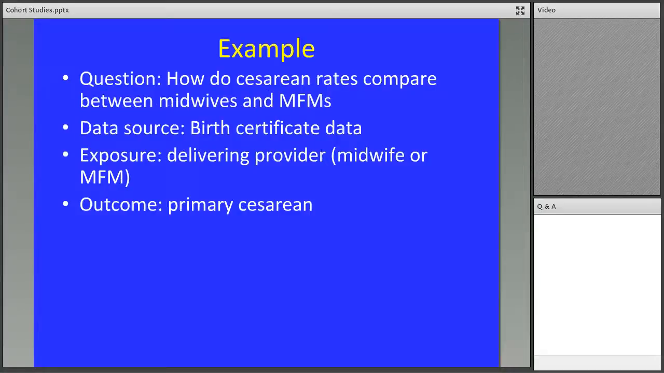Okay, let's give another example. How do cesarean rates compare between midwives and MFMs? And you're going to use birth certificate data. The exposure is the delivering provider, and the outcome is a primary cesarean delivery. So again, I'll give people a minute to jot down their thoughts on whether this is good or bad, and then we'll talk about what's good or bad.